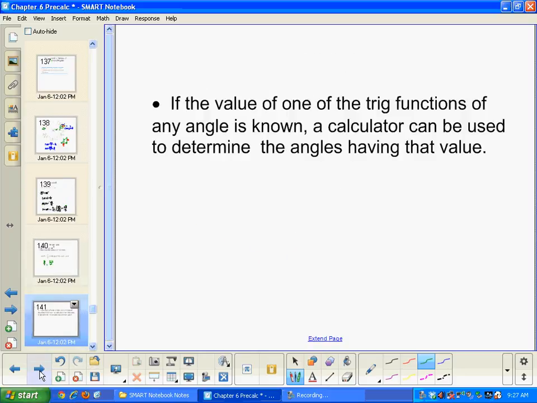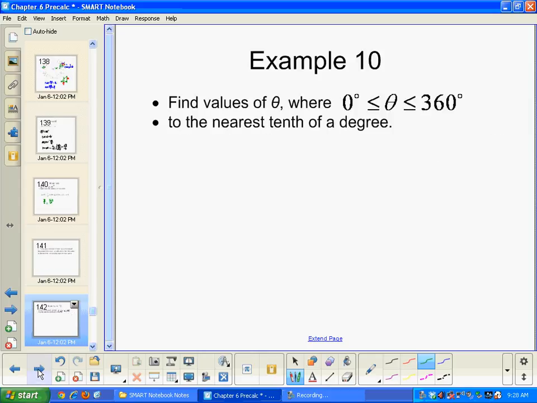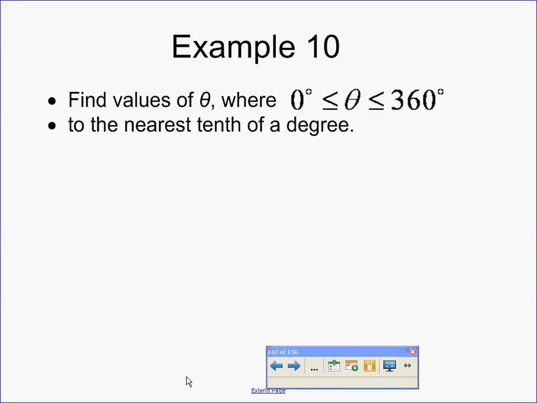And this is just about using inverse trig functions. If the value of one of the trig functions of any angle is known, a calculator can be used to determine the angles having that value. So if we're looking at this right here, find the values of theta where theta lies between 0 and 360 degrees, and we want to do it to the nearest tenth of a degree. You notice here that we're working in degrees. So you want to make sure that your calculator is set in degree mode.